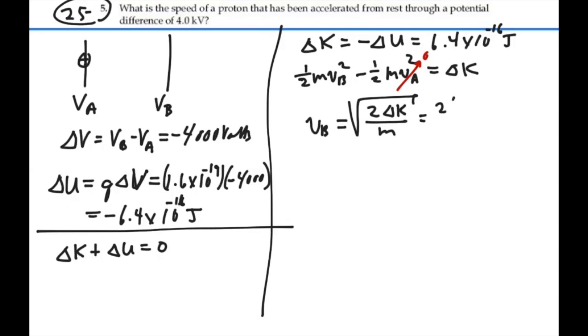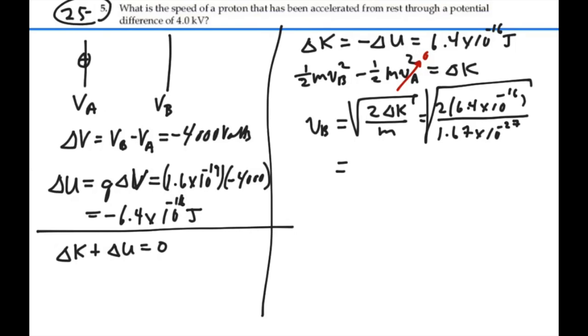That's going to be 2 times 6.4 times 10 to the minus 16 divided by the mass of the proton, which is 1.67 times 10 to the minus 27 kilograms, all that square root. So 6.4 times 10 to the minus 16 divided by 1.67 times 10 to the minus 27 times 2, square root, and I get 8.75 times 10 to the 5 meters per second.